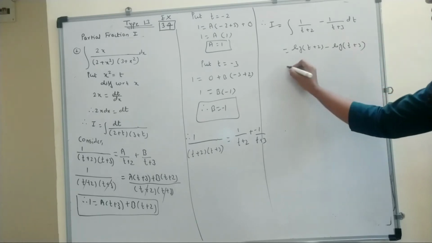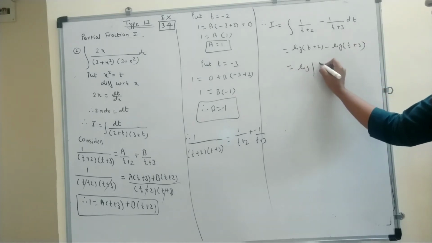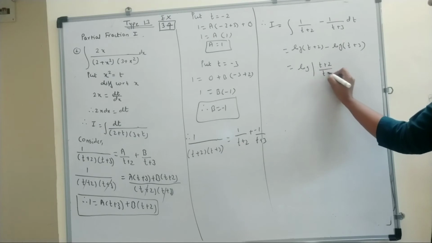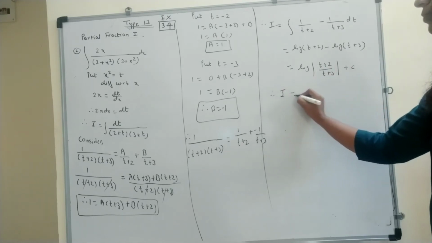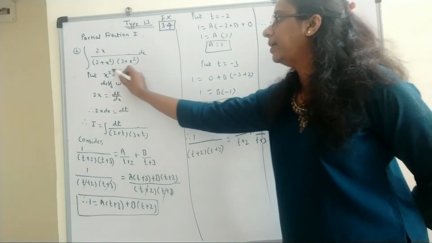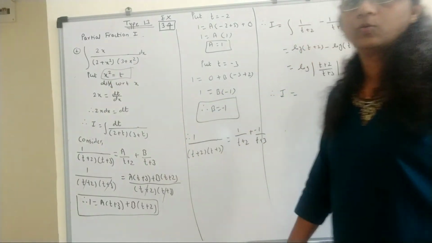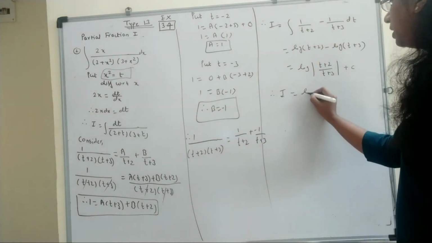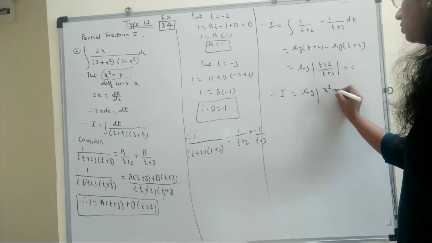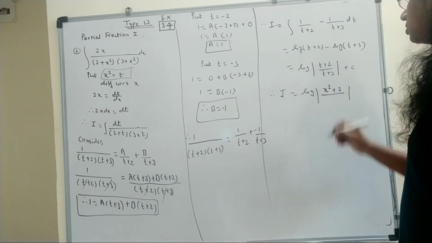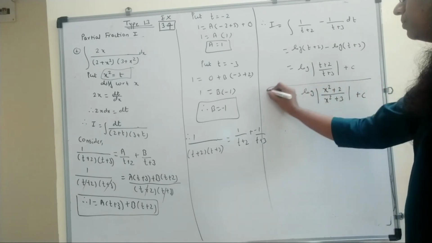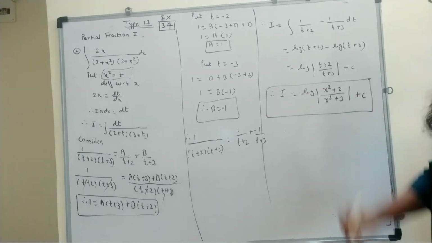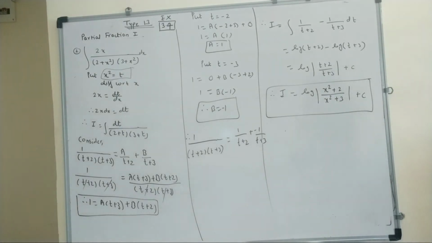Log a minus log b is log of a upon b plus c. And now in the final step, we substitute t as x square. So this is log of x square plus 2 upon x square plus 3 plus some constant value c. This is your final integration value.